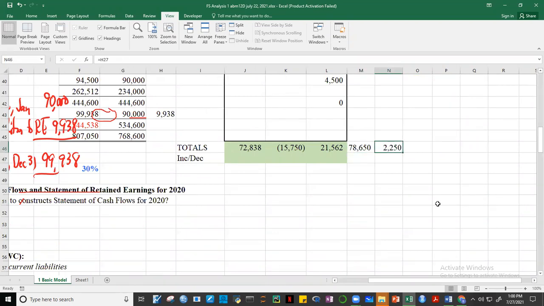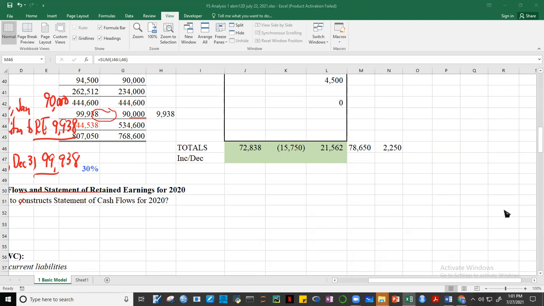78,650, tapos ito 2250. So, tanong ko lang guys, paki-chat, overstated ba yung net cash increase natin or understated? Just write over or under. Could you kindly chat guys kung is the current net increase in cash overstated or understated? Kindly chat. Okay.